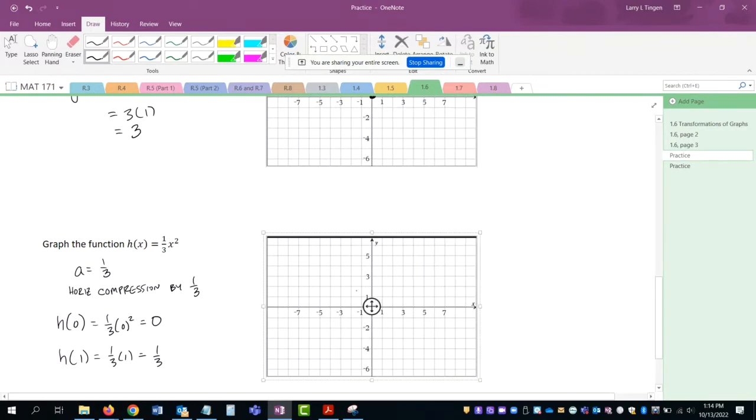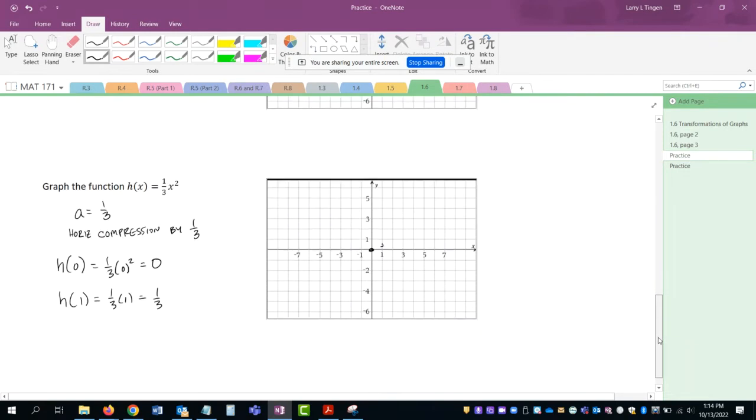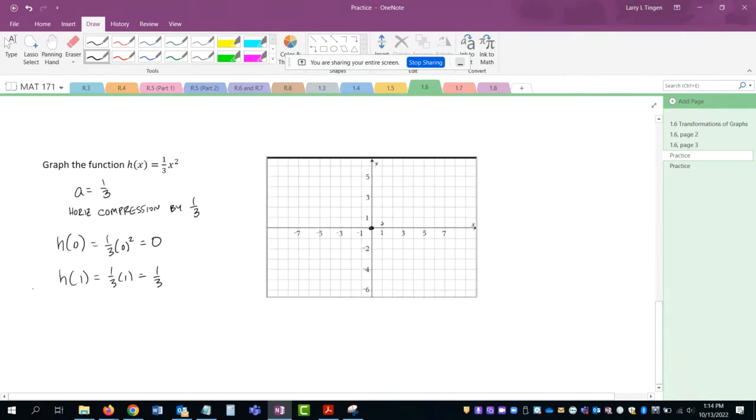If I go to 2, what's going to happen? Really, 2 is not that interesting because I'm just going to get more fractions. Let's go on to 3, because 3 times 1/3 is going to give me 1. So I've got to go all the way out to 3 to get to 1. So what have I done?